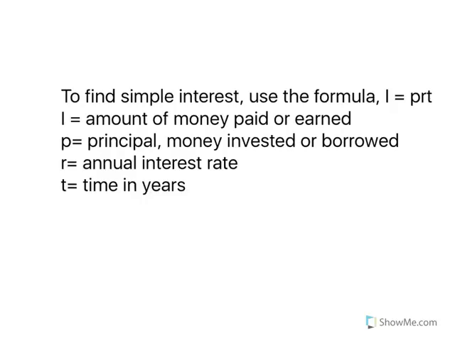So to find simple interest, you're going to use this formula, and this formula is really, really important. It says I equals PRT. Not too hard to memorize, but the I stands for the amount of money paid or the amount of money that you earned. The P stands for the principal. It's the money that's invested or borrowed. The R stands for the annual interest rate. And then the T stands for the time in years. And that's really important to know, that it's the time in years. And this is going to make more sense when I show you some examples. But just keep that in the back of your head.